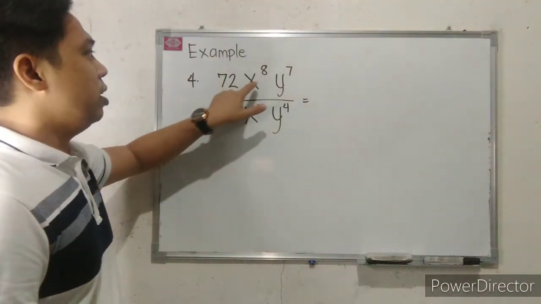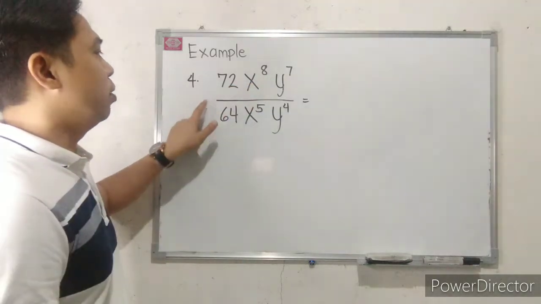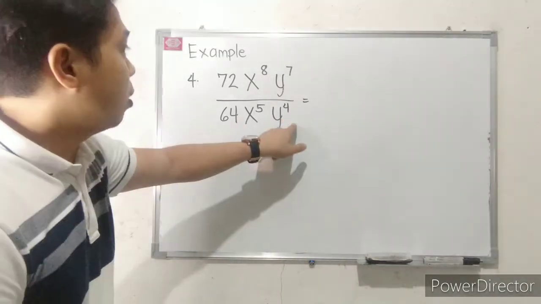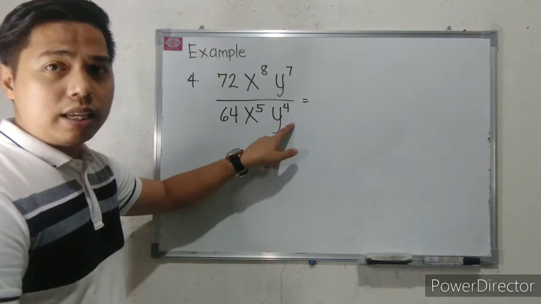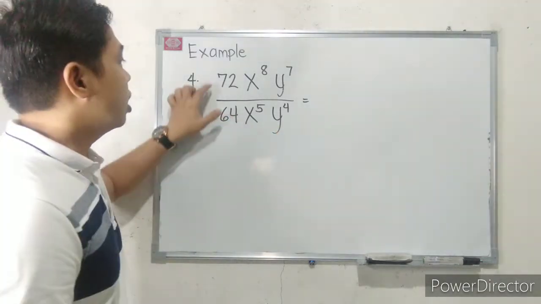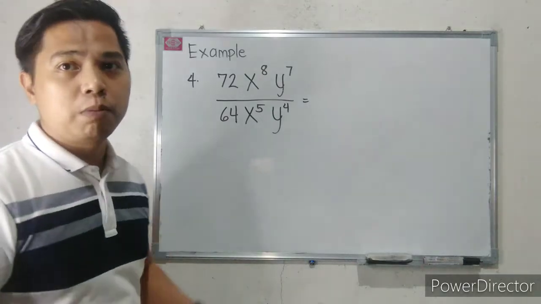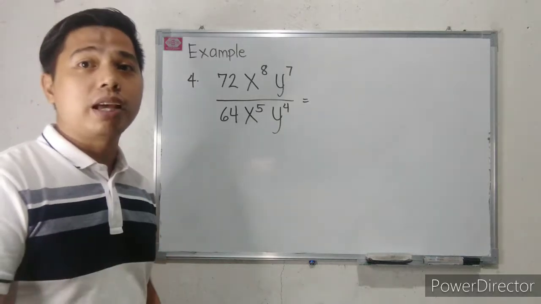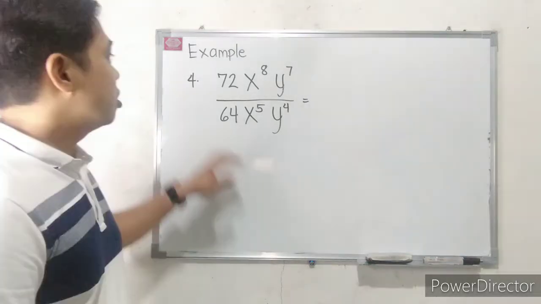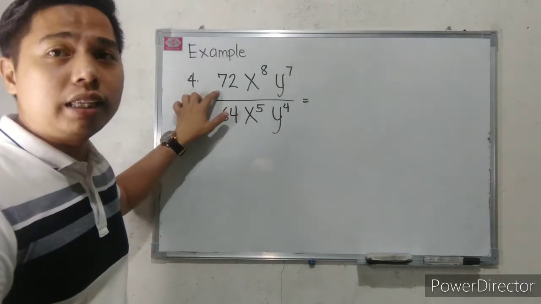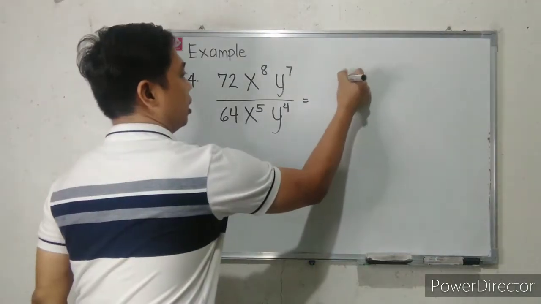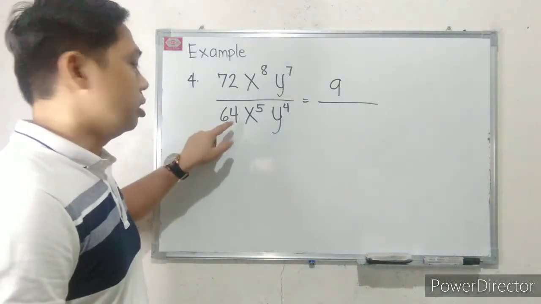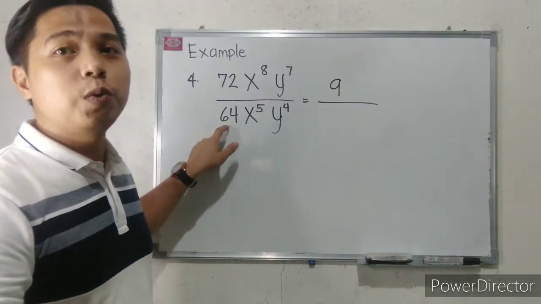So, 72x raised to the 8, y to the 7 all over 64x raised to the 5th power, y to the 4th power. So, kagaya pa rin kanina, let's take a look with our numerical coefficient, 72 and 64. So, saan ba sila both divisible? So, 72 and 64, divisible sila parehas kay 8. So, 72 divided by 8 is equal to 9. Next, our denominator, 64. 64 divided by 8 is equal to 8.